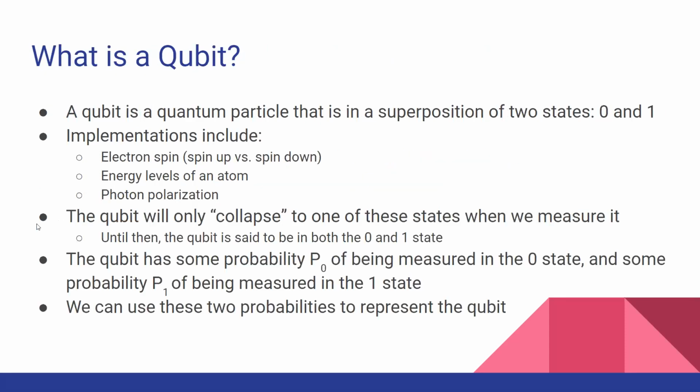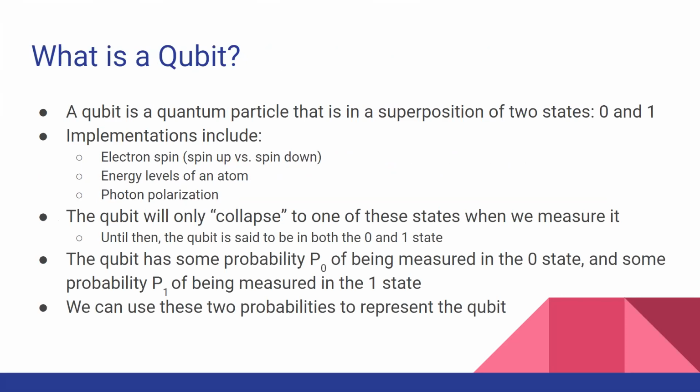So let's talk about something. The basic unit of a quantum computer is called a qubit, short for quantum bit. A qubit is a quantum particle that's in a superposition of two states, 0 and 1. So what does that mean exactly, that it's in a superposition of these two states?